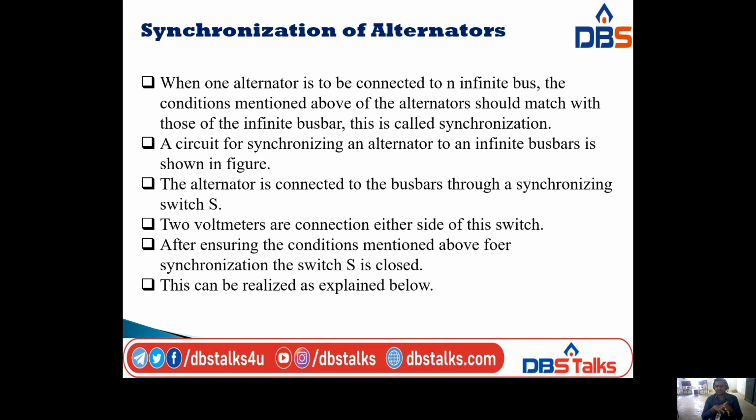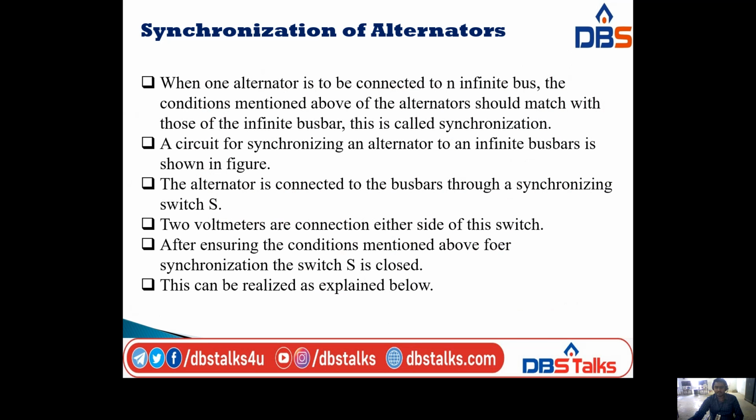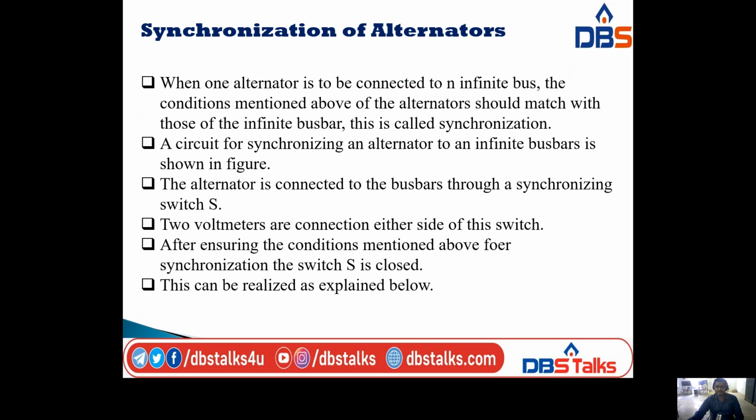synchronization. A circuit for synchronizing an alternator to an infinite bus bar is shown in the diagram. I will show the diagram later. So this is the diagram we are taking. For example, a circuit for synchronizing an alternator to an infinite bus bar is shown in the diagram. In that we have the alternator. The alternator is connected to the bus bars through a synchronizing switch S. Here we have the alternator, and this alternator is connected to the bus bars through a synchronizing switch S.